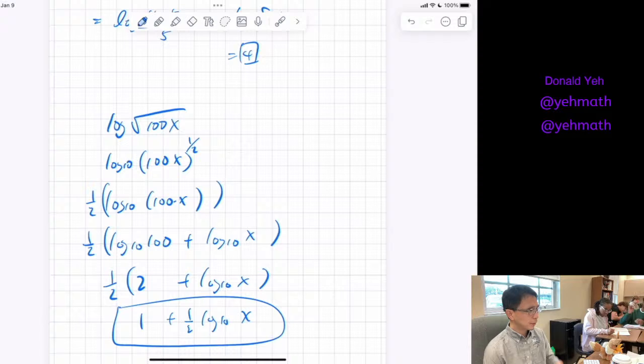This is actually a very good one. If you remember, if you take the square root of 100 out, it's 10 times the square root of x, and then you split it, and then you just get a 1, and then the 1/2. Yep. Okay, it's fine. It's just order of operations. You change it a little bit different.